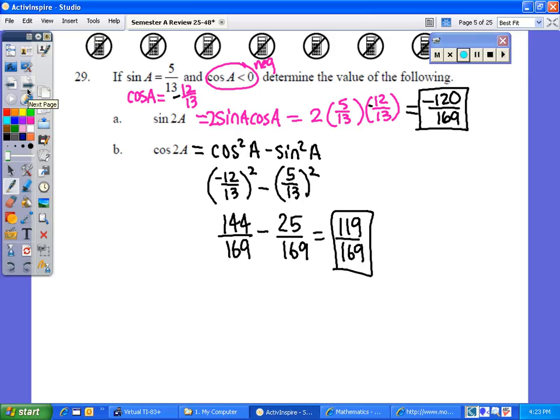Alright, next up, these are the double angles. So we have the sine of 2a is equal to 2 sine a cosine a. They told us here that cosine was negative, so I kept it negative. And using your triple, that's how you get 12 over 13, so I made it negative. And you wind up getting negative 120 over 169. Here I squared it, the negative dropped out, and we're left with 119 over 169. All right, study it, look at it, pause it.